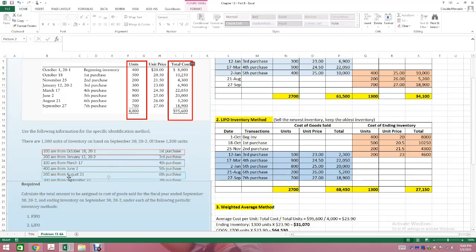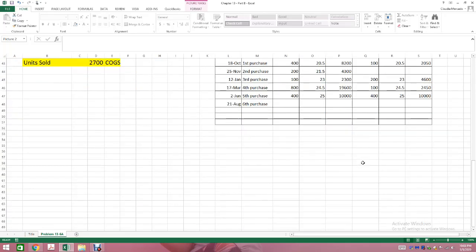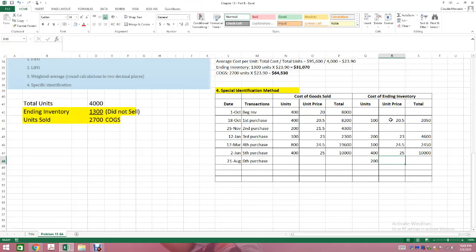You have all of them remaining. You have all of them in your warehouse. So those 200 units are in your ending inventory right here. Remember, if you did not sell them, they go here. This is your unsold inventory. The 200 units at $26 a piece. That's $6,200.